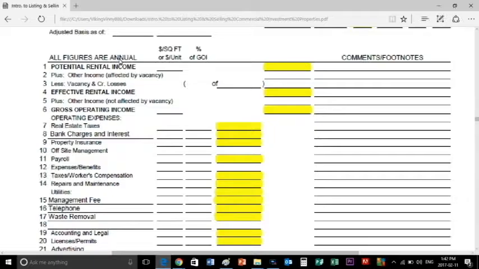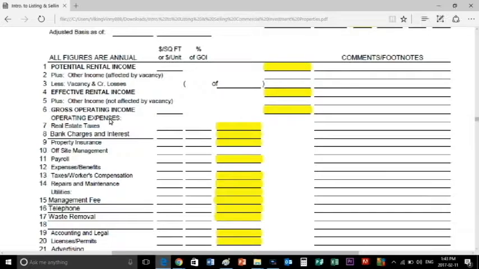So take a look at this. All figures are annual. So we have number 1, potential rental income. All right, the dollars per square foot or dollars per unit, and then we have the percentage of the GOI. We have comments and footnote section. So 2 here we have plus the other income affected by vacancy. 3, less vacancy and credit losses. That's credit? Okay. All right. Then we have 4, the effective rental income. 5, plus other income not affected by vacancy.